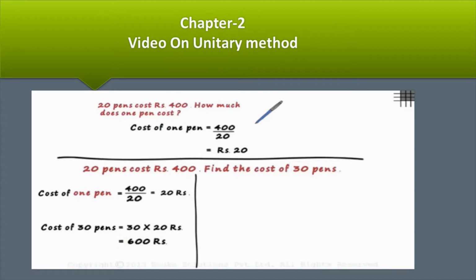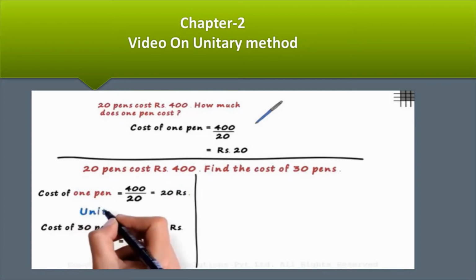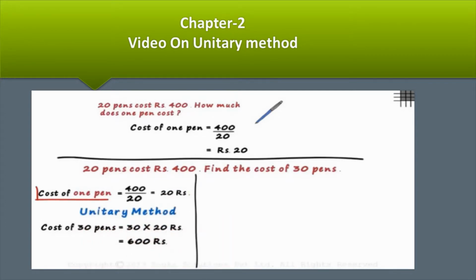Let's analyze what we just did. We were given the cost of a set of pens, and we were asked to find the cost of another set of pens. Here, we are given the total cost of 20 pens. We have been asked to find the cost of 30 pens. To find the total cost of 30 pens, we first found out the cost of 1 pen using this information. And then we found the cost of 30 pens by multiplying the cost of 1 pen with 30. This method of finding the cost of 1 unit first and then multiplying by the number of units to find the total cost is called the unitary method. Remember, cost of 1 unit first and then the total cost accordingly.